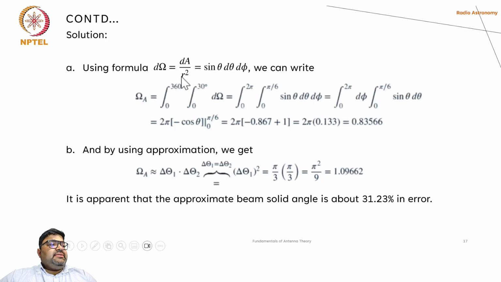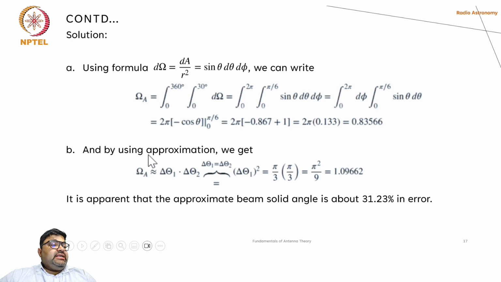For the first one, we use the formula. The infinitesimal solid angle is defined by the area over r square. That is given according to the spherical coordinates, because dA is r square sine theta d theta d phi. So r square cancels, and d omega becomes sine theta d theta d phi. So we can write omega A as the double integral of d omega, which can be written in terms of the integral, and that gives 0.83566 in radians.